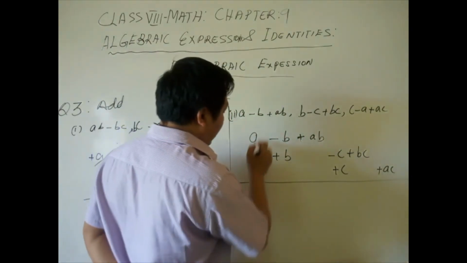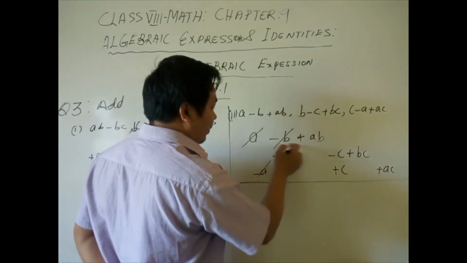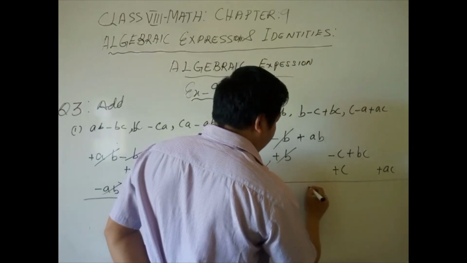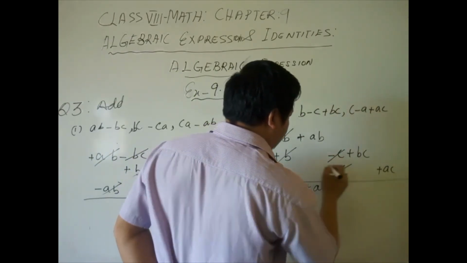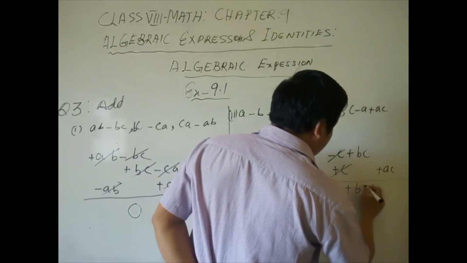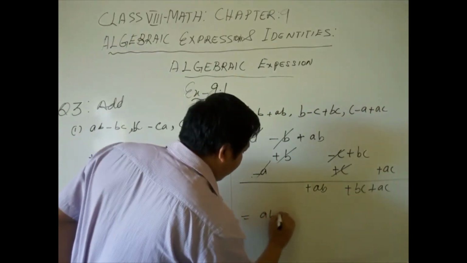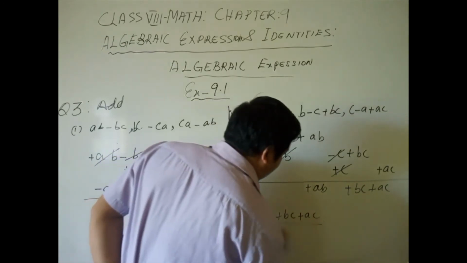So here what is one? Plus and minus cancel here. Here plus and minus cancel here. Now here you get only AB. Plus AB. Isn't it? And minus C plus C cancel here, you get here plus BC, here plus AC. Now you get the answer as AB plus BC plus AC. So this is the answer.